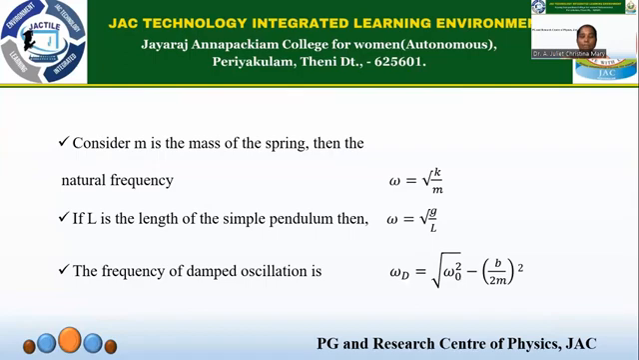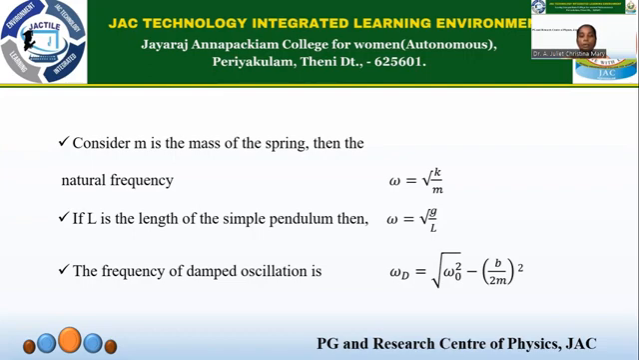Suppose we consider a spring with a mass m. When the spring is elongated, it starts to vibrate with a certain frequency. That frequency omega is denoted as root of k by m, where k is the spring constant and m is the mass. Now consider a simple pendulum, where the bob is hung at a length L. Then the natural frequency of the simple pendulum, omega, is equal to root of g by L.